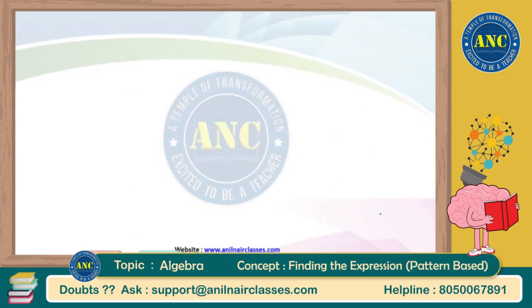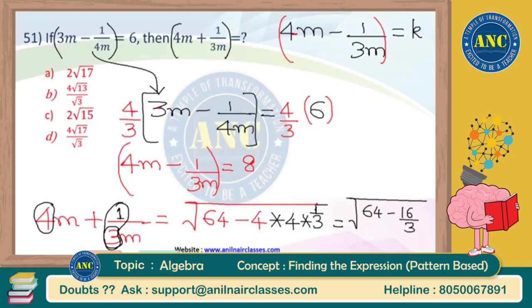Similarly, let us come to the problem. Do not worry, sir. These are all small mistakes. I hope that you will not make the mistakes that I did here. Now, I want to find 4m plus 1 by 3m. That means inside the square root also, because the given condition has plus, inside the square root also it should be plus. That means square root of 64 plus 16 by 3.